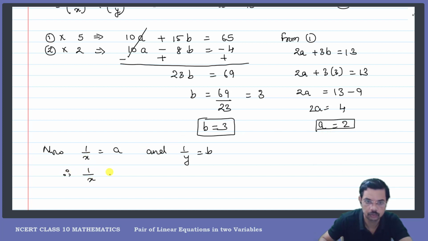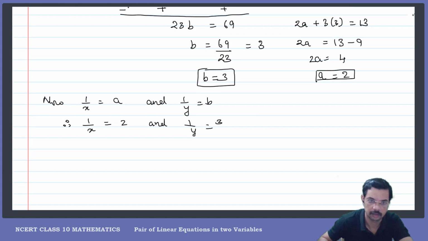1 by x equal to 2, and what is 1 by y? 1 by y equal to 3. So what is the value of x and y? Therefore x equal to 1 by 2 and y will be equal to 1 by 3, right?